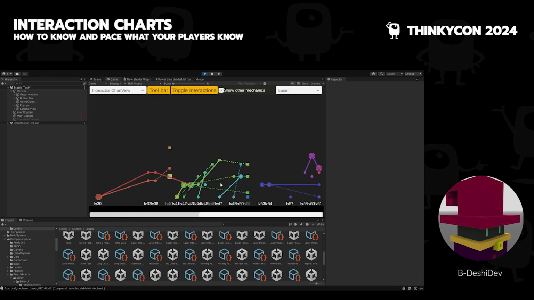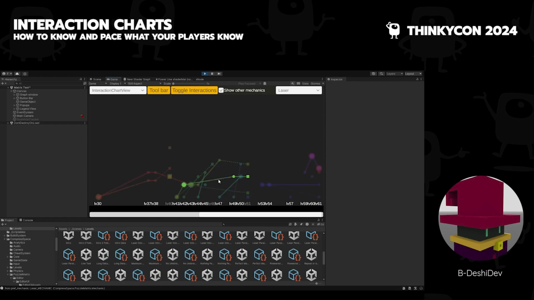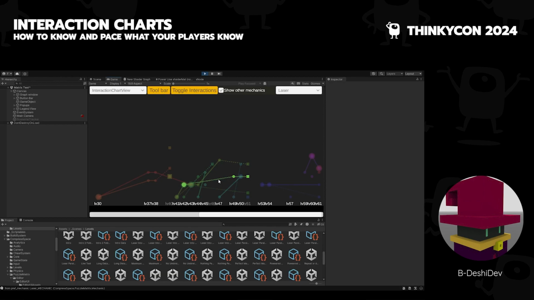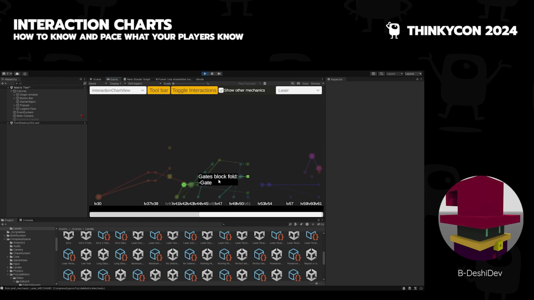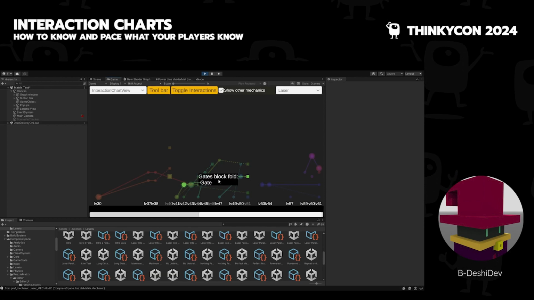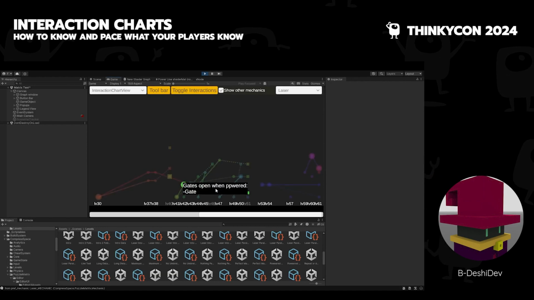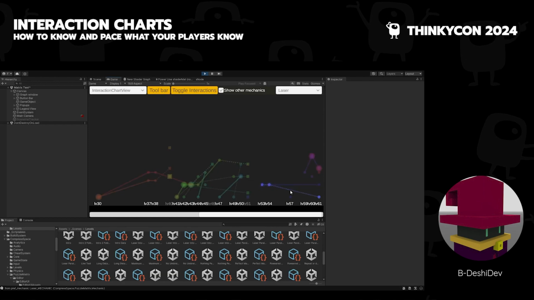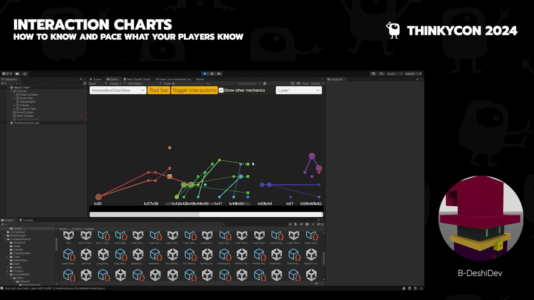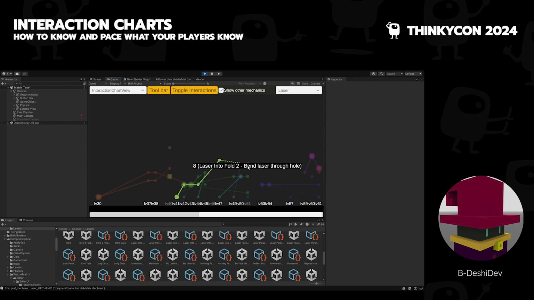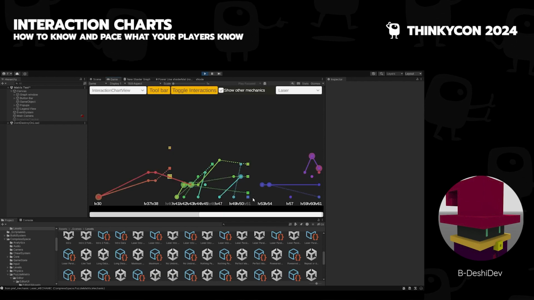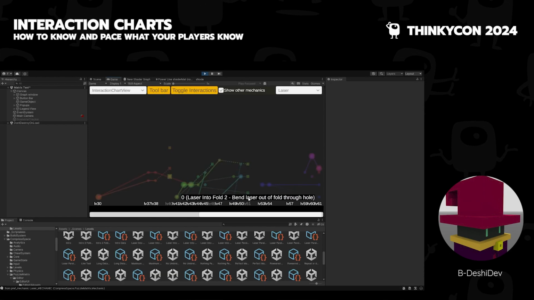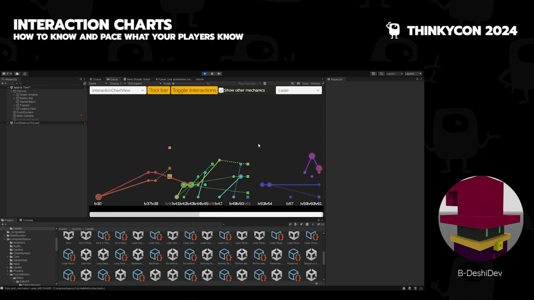The interaction charts or curves with the squiggly lines happen to be interactions that don't involve the laser mechanic. For example, this interaction chart is for the gates block fold interaction, which only utilizes the gate. This one is for the gates open when powered interaction, which also utilizes the gate, and none of these involve the laser. And this level utilizes the laser interaction, laser into fold 2, and several non-laser interactions such as the gates block fold, gates open and powered, and gates out of fold through hole interaction.